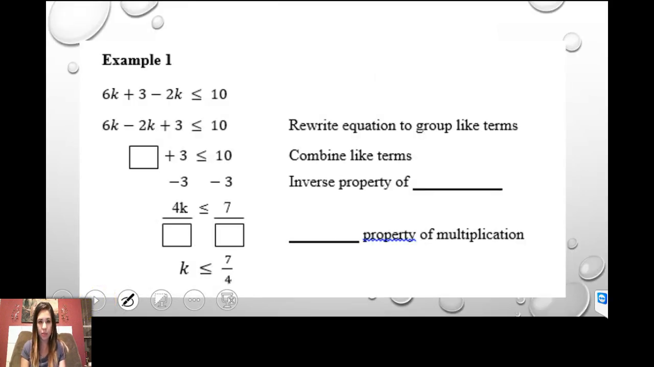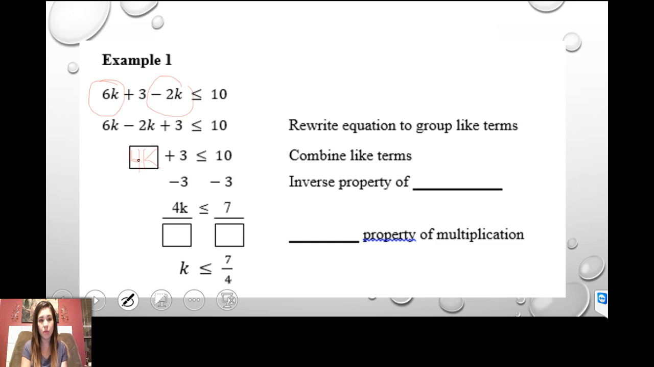In our first example, we have 6k plus 3 minus 2k is less than or equal to 10. Just like what we were seeing before when we were doing multi-step equations, we're going to follow those same steps. So in this case, we're going to combine our like terms, which is 6k and minus 2k. 6k minus 2k gives me 4k. And so now I have 4k plus 3 is less than or equal to 10.